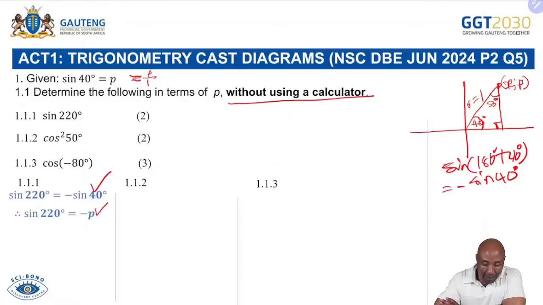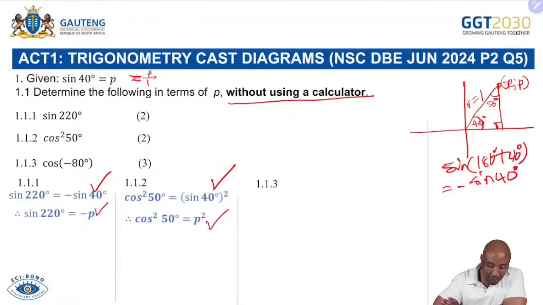Cos squared 50 degrees. Now we know that cos 50 degrees is cos of 90 minus 40, and that one will give us sine squared 40 degrees, and sine 40 we found out it's P, and that should give us our answer as P squared.